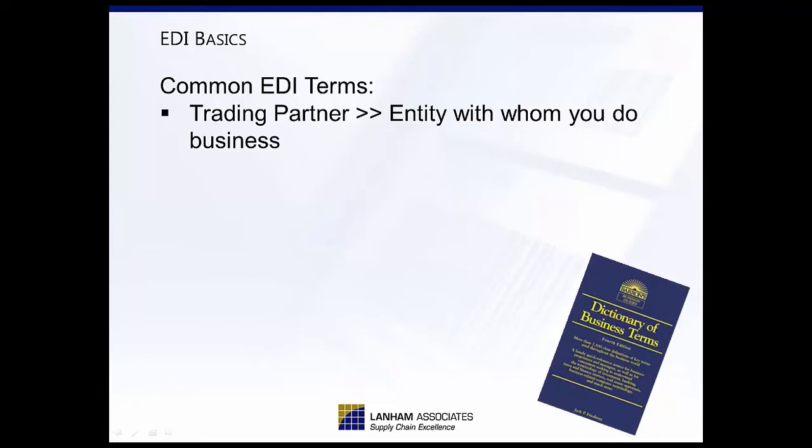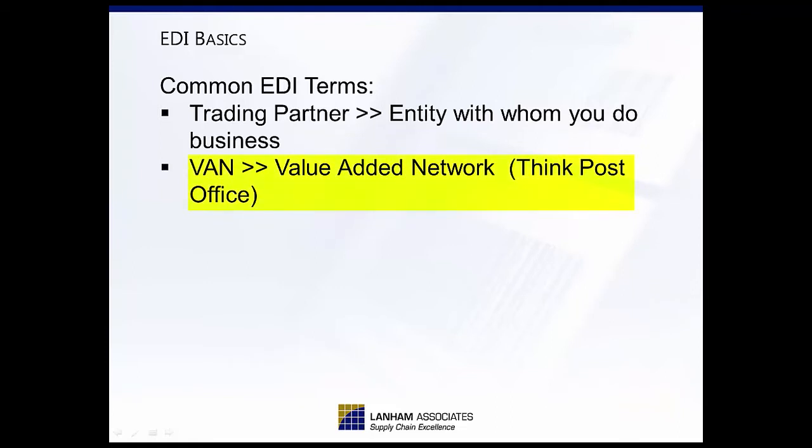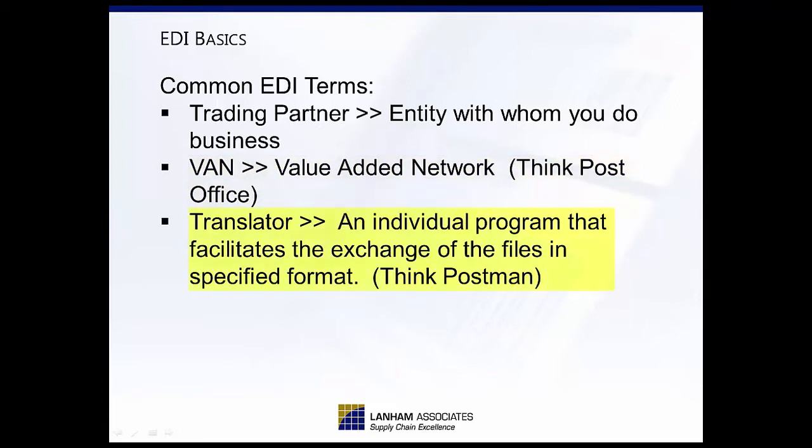Whenever you're trading with EDI, it eliminates human interaction because the files are electronically sent and received and create the associated documents. A VAN is a value-added network. Not all trade partners require that you go through a VAN, but some of them do. And think of that as the post office. That's where all the files go and they sit there until something is done with them. Translator. It's an individual program that facilitates the exchange of files in a specified format.